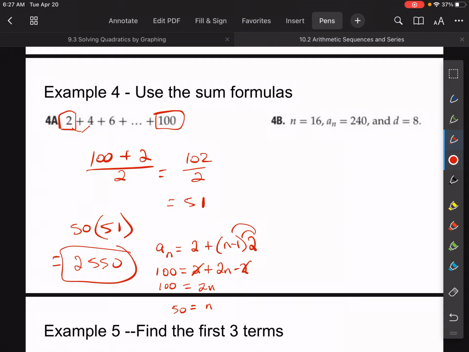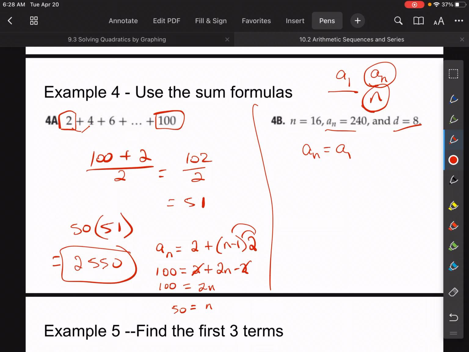All right. So then for 4b, very similar here. Notice they give me n, they give me a sub n, they give me the common difference, right? So the things that I need to find the sum are I need a1, and I need an, and I need n. So notice they gave me an, they gave me n, but I got to find a1. All right, so I can do that. I can just say, okay, an is equal to a1, right? So I'm going back to my original formula, plus n minus 1 times d.